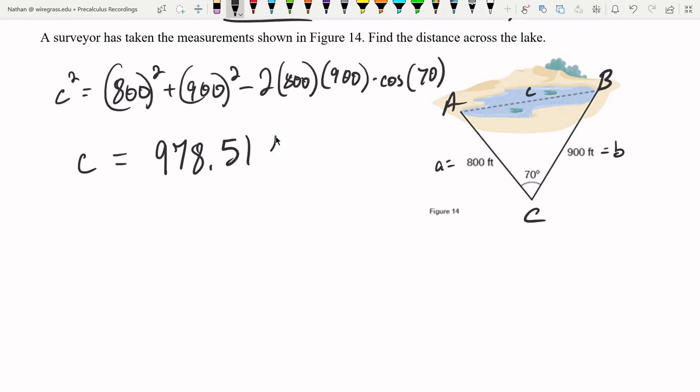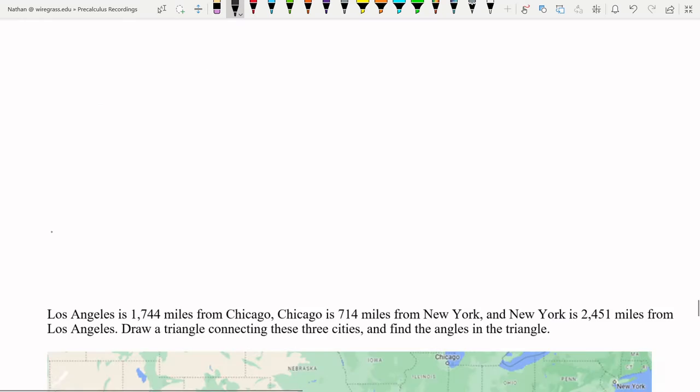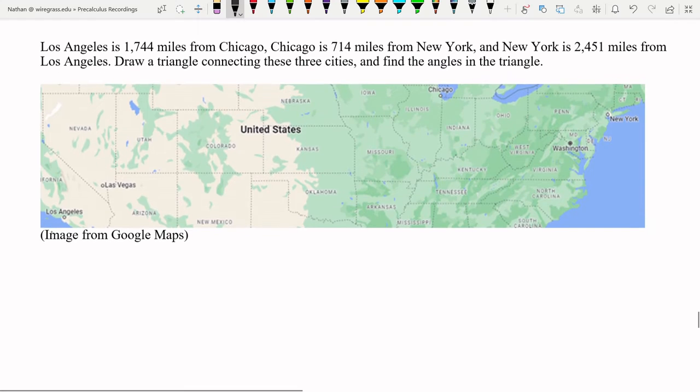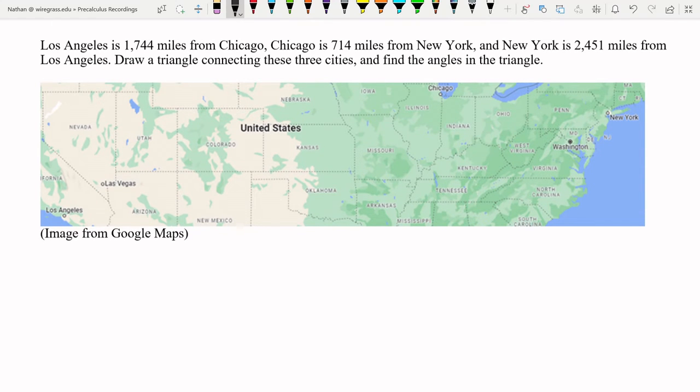978.51, and this is going to be in feet. Now, Los Angeles is 1,744 miles from Chicago. So Los Angeles is here. See if I can draw a straight line to Chicago, something like that. This is 1,744 miles. And Chicago is 714 miles to New York.